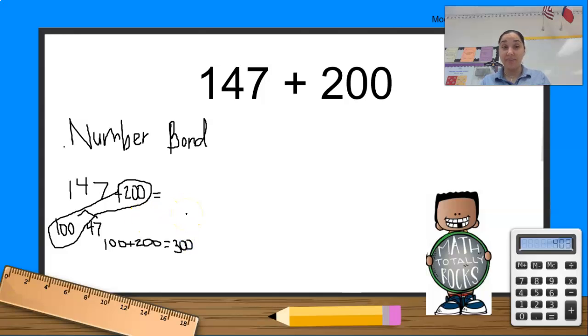What do I do at the end? Yes, boys and girls, I add the parts that are left over. Terrific. So we know that 300 plus 47 equals 347. Great job, boys and girls, in solving this together.